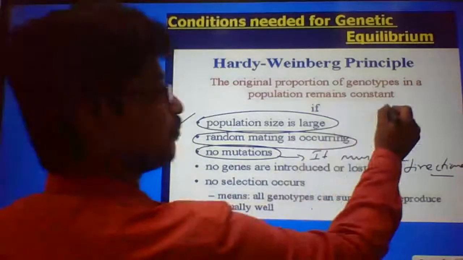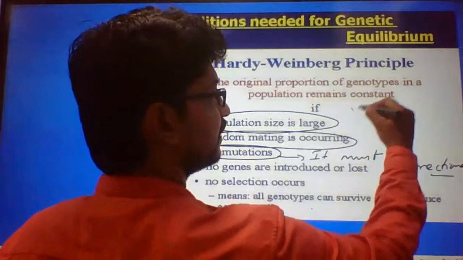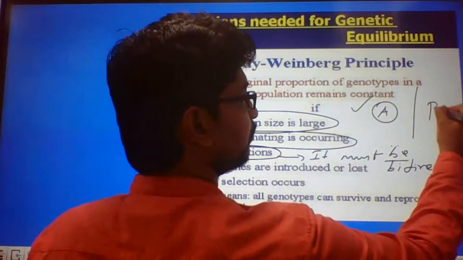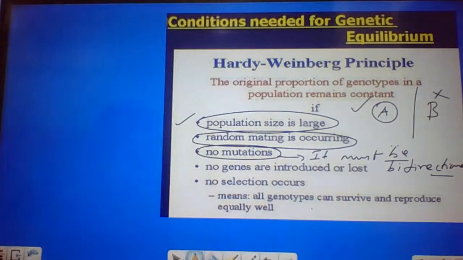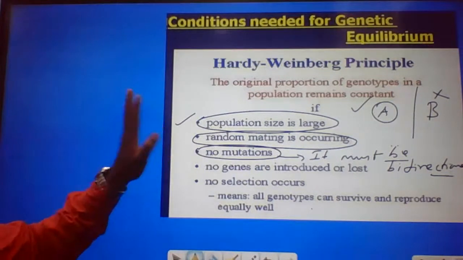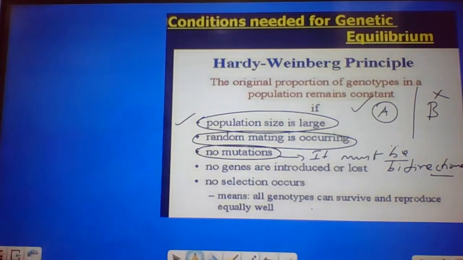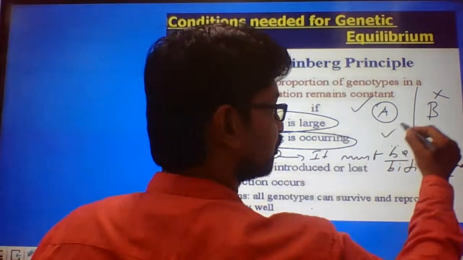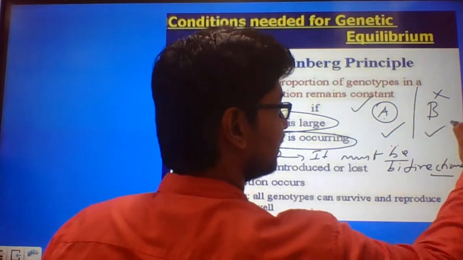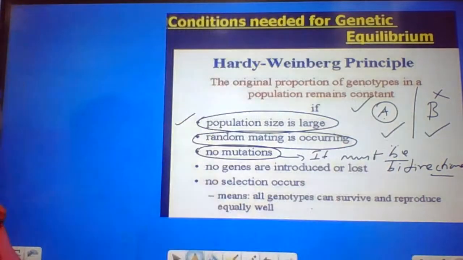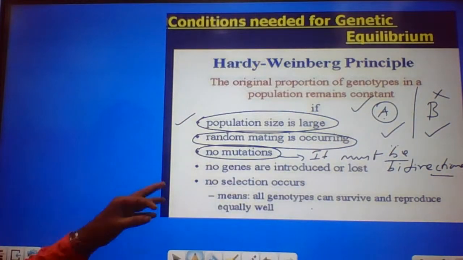If only one population has gone through a mutation, say population A has a mutation whereas in population B there is no mutation at all, then definitely this Hardy-Weinberg equilibrium principle will not work out. If the mutation occurs in both A as well as B, then you can apply the Hardy-Weinberg equilibrium.